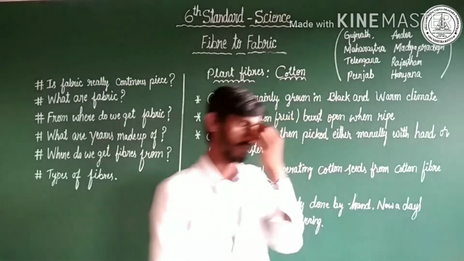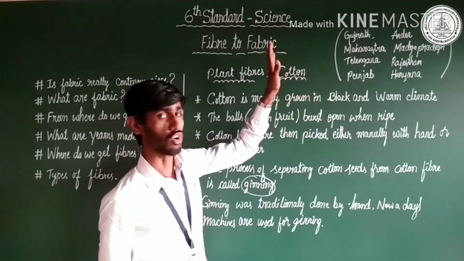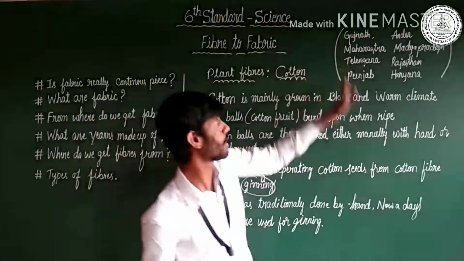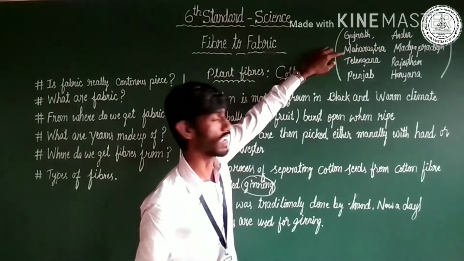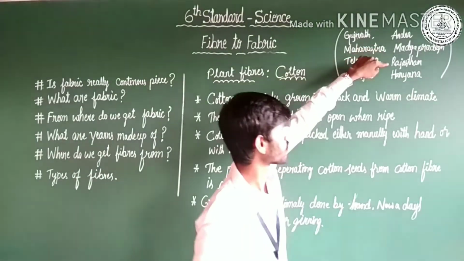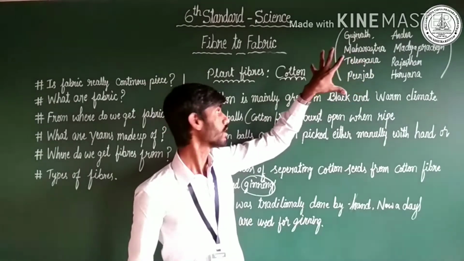Okay, Chotu. And the final point is where the cotton plants are grown. I mean in these places: Gujarat, Maharashtra, Telangana, Punjab, Andhra Pradesh, Madhya Pradesh, Rajasthan, Haryana. In these states, cotton is grown more.